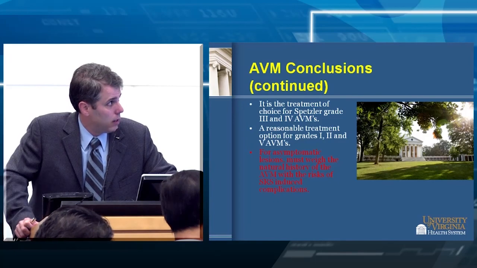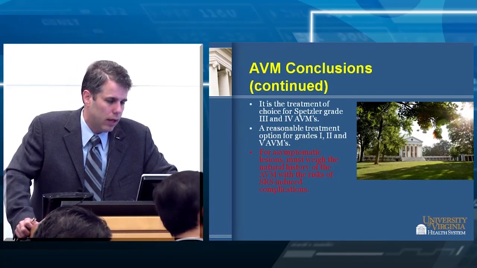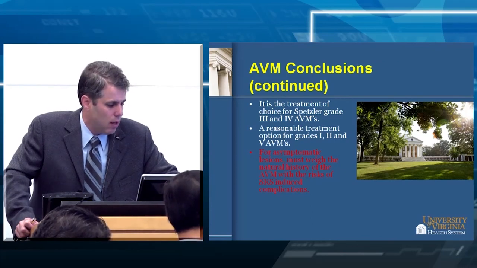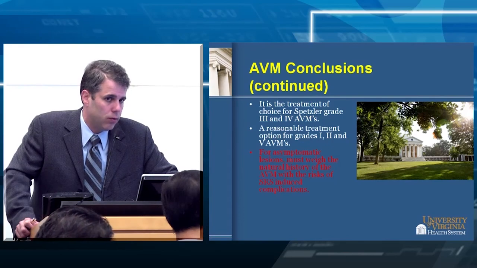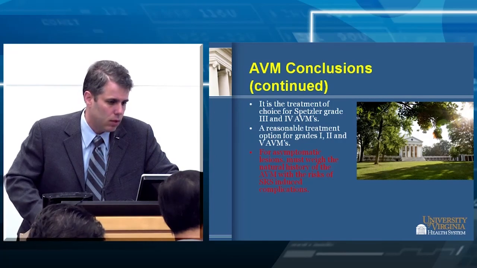And for asymptomatic lesions, we really have to weigh the natural history. The ARUBA trial and others, and payers, will make us think about this. But I do think that over time, as the ARUBA trial patients are followed longer term, there will be, in fact, more events in the medical treatment arm than in the actual surgically or radiosurgically treated arm. Time will tell. Thank you.